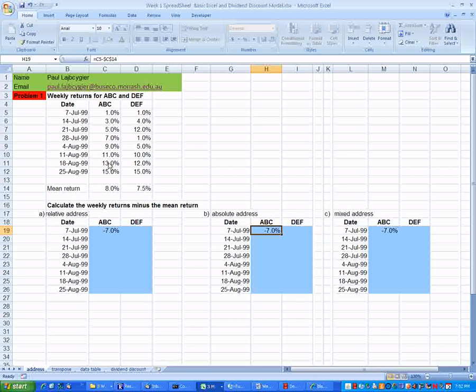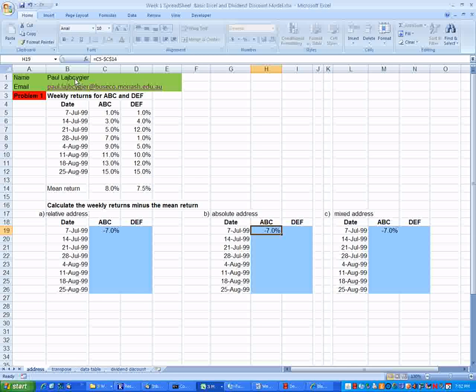Welcome to the first spreadsheet in financial modelling, week 1 spreadsheet, basic Excel and dividend discount model. I've opened the spreadsheet to the first worksheet, which is the address worksheet. And you'll notice at the top, there's a green box.